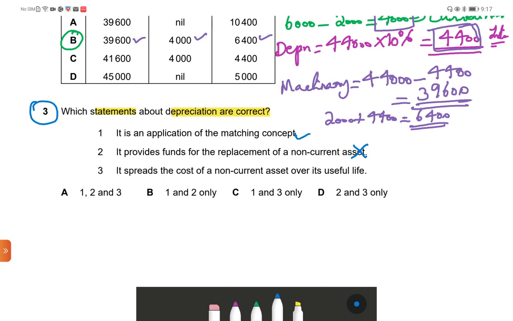Third, it spreads the cost of a non-current asset over its useful life. Yes, the cost of the non-current asset, each year we are calculating the depreciation. It's spread over the useful life. So the correct option is 1 and 3. Option A 1, 2, 3, no. B 1 and 2. Option C 1 and 3 is the correct option.